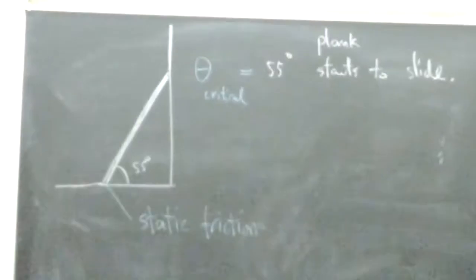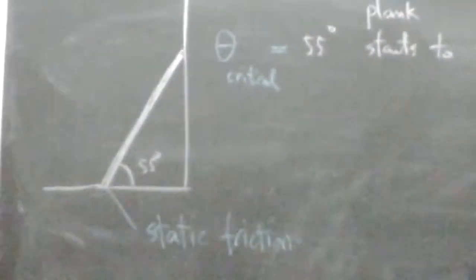So if we call it the critical angle, the critical angle is 55 degrees. And what do you think we want to find? Very good. You can find the coefficient of static friction.